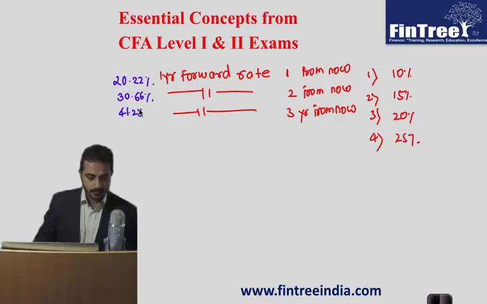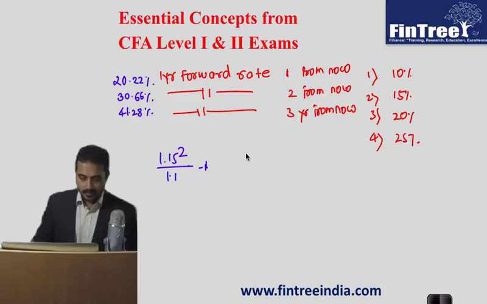41.28%. Okay. In case you're wondering how these are calculated, the first one would be calculated as 1.15 raised to 2 divided by 1.1 minus 1. The second one is calculated as 1.2 raised to 3 divided by 1.15 raised to 2 minus 1. And the last one is calculated as 1.25 raised to 4 divided by 1.2 raised to 3 minus 1.